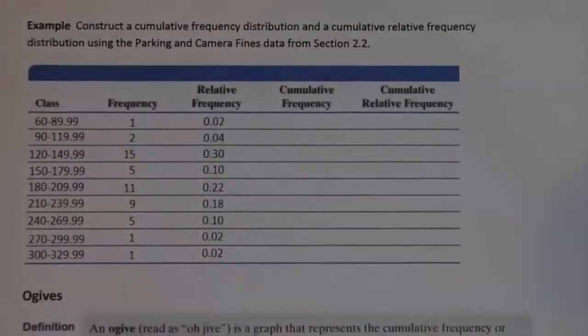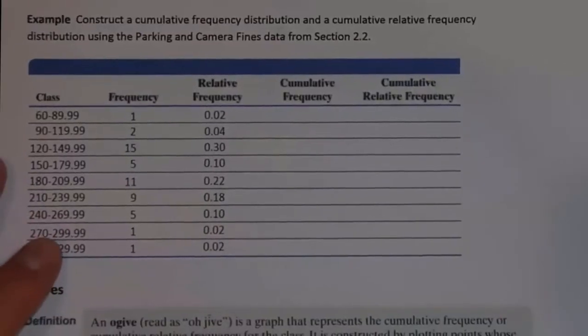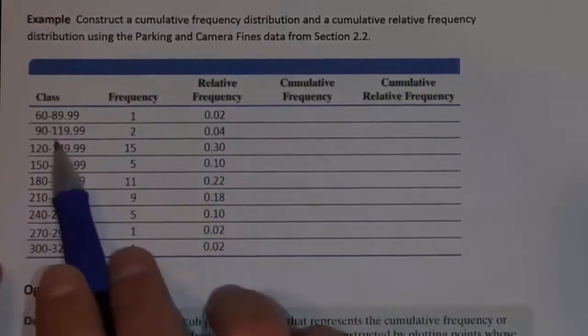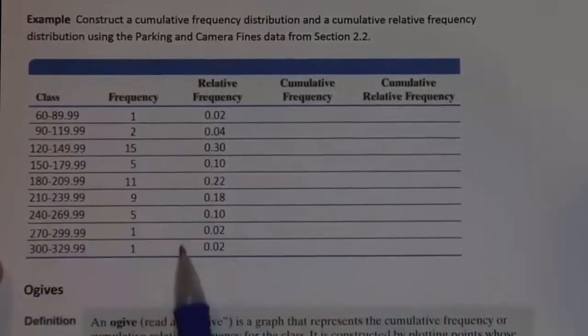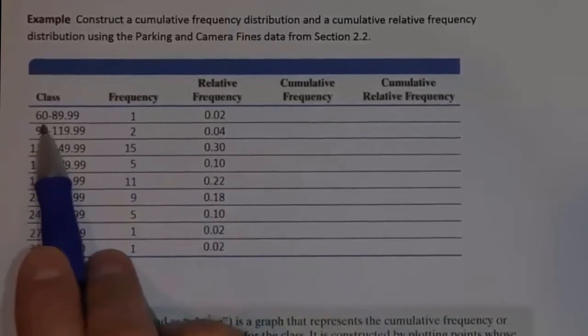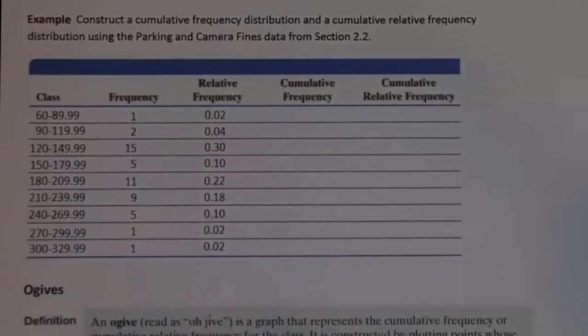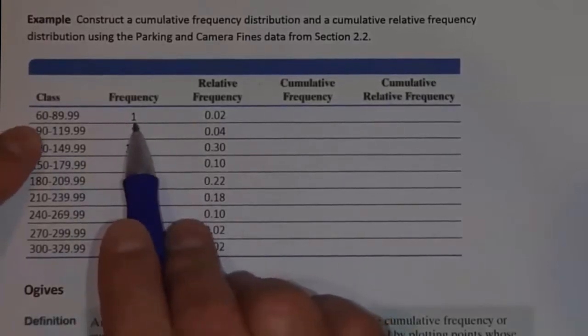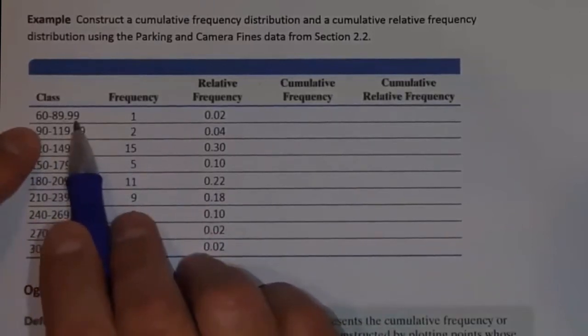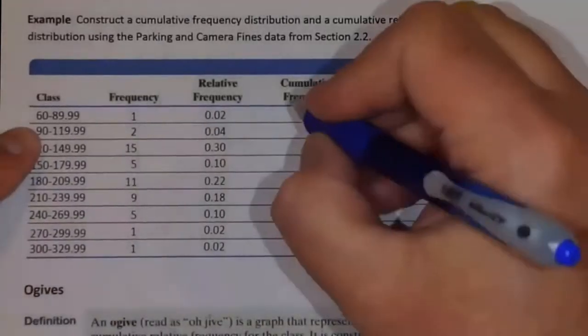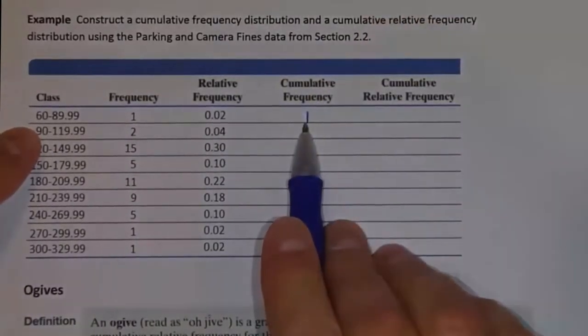Well, construct a cumulative frequency distribution and a cumulative relative frequency distribution using the parking and camera fine data from section 2.2. So again, I have this data already in classes. I have the frequency, I have the relative frequency shown here. And in this case, I was using 60 as the lower limit of the first class and 30 as the class width, which is different from what we did when we did this problem back in section 2.2. Anyway, if the frequency from 60 to 89.99 is 1 for that class, then the cumulative frequency is also going to be 1 for that first class.